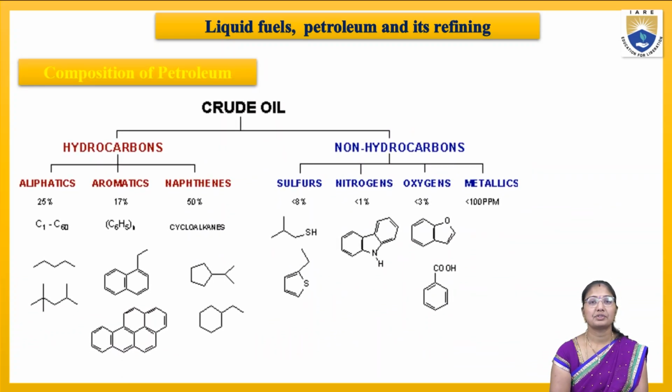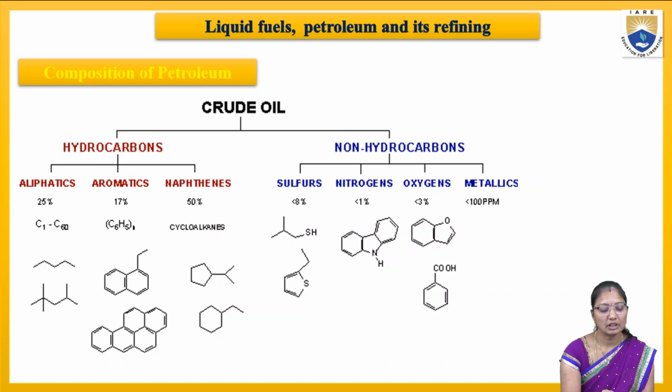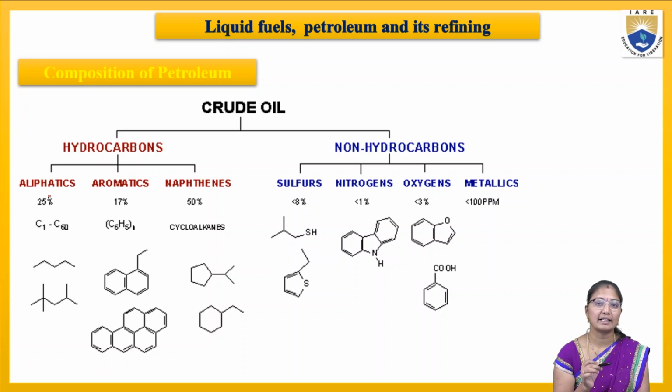So these are the crude oils. Again, they are divided into different types based on hydrocarbons and non-hydrocarbons. Hydrocarbons, based on the structural or cyclic arrangement, are divided into aliphatic hydrocarbons, aromatic hydrocarbons, and naphthalene. Whereas non-hydrocarbons are divided into sulfur, nitrogens, oxygens, and metallics.